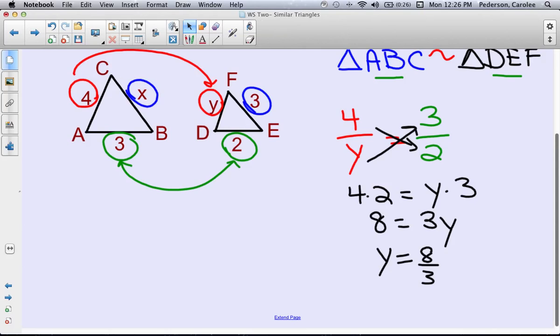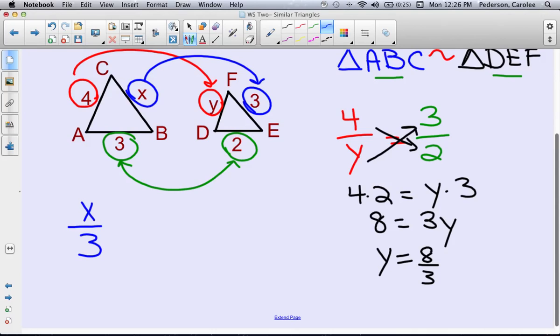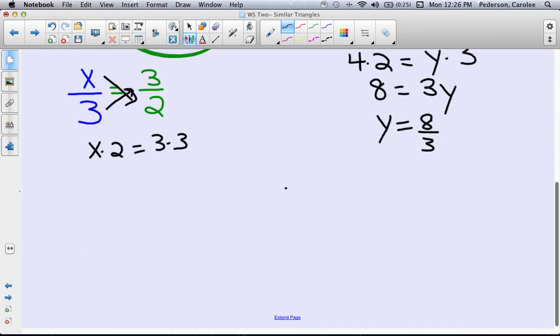Now let's go ahead and set up a new proportion to find x. So x and 3 correspond, so x over 3. And then let's just pick the same green again. 3 and 2 correspond. And now we solve this equation by cross multiplication. So cross multiply x times 2, and then 3 times 3. 2x is on the left, 3 times 3 is 9 on the right. 9 divided by 2 is 4.5. So now we have our two answers for x and y.